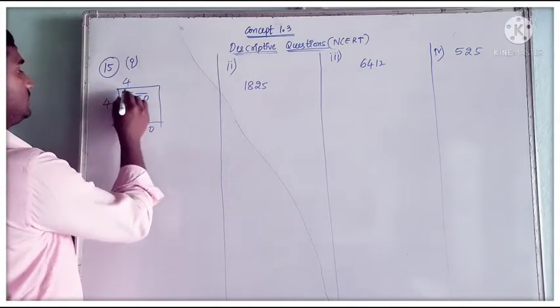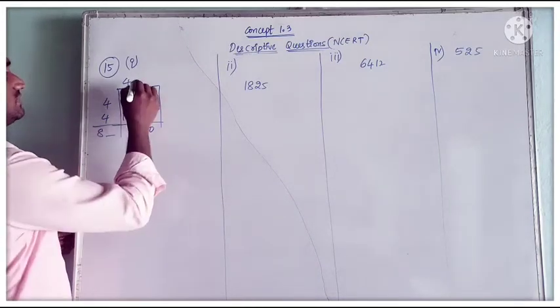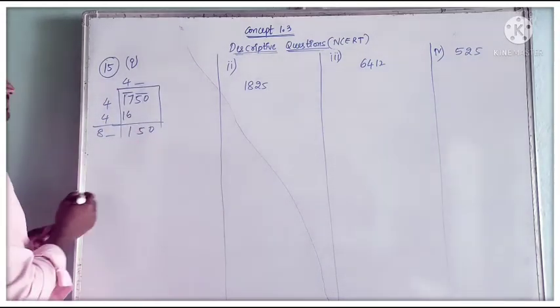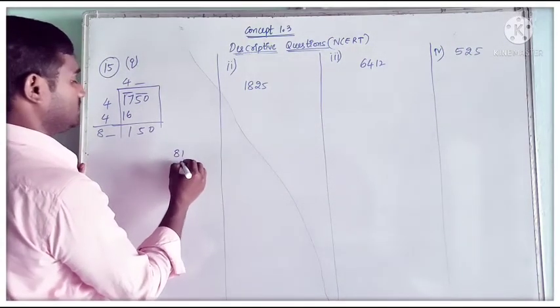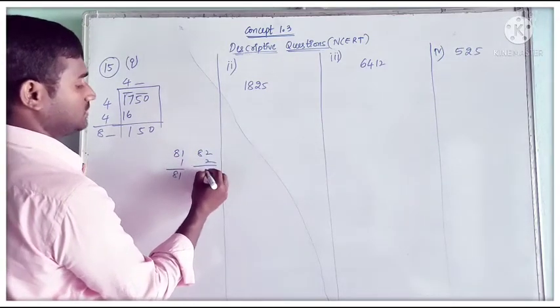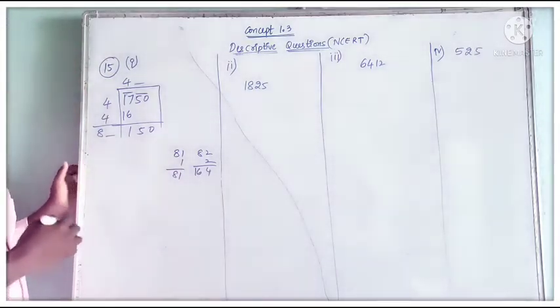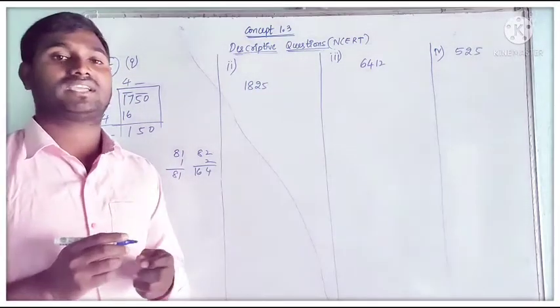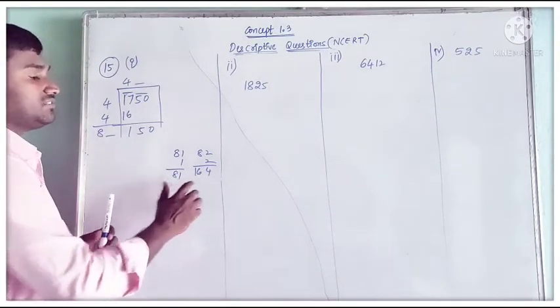150. So here 4 we need to add here. So 4 plus 4 is 8. Here 1 digit will come, here 1 digit. So the nearest number: 81 into 1 is 81. 82 into 2 is 164. Okay. What number do we have to take here, 81 or 164?